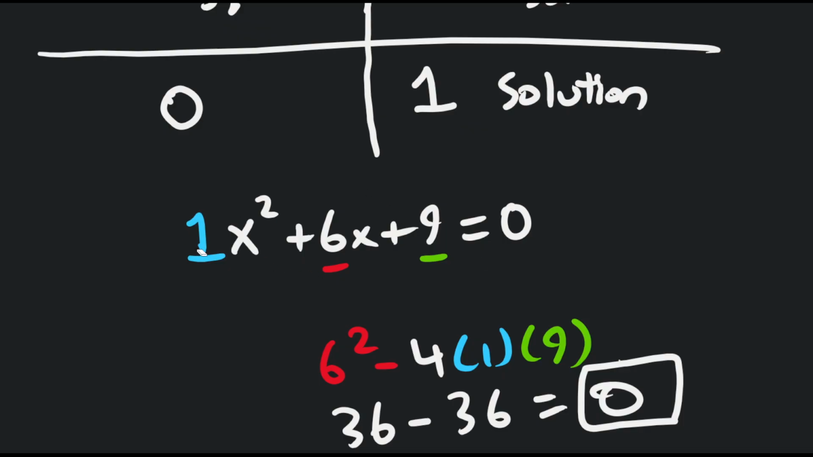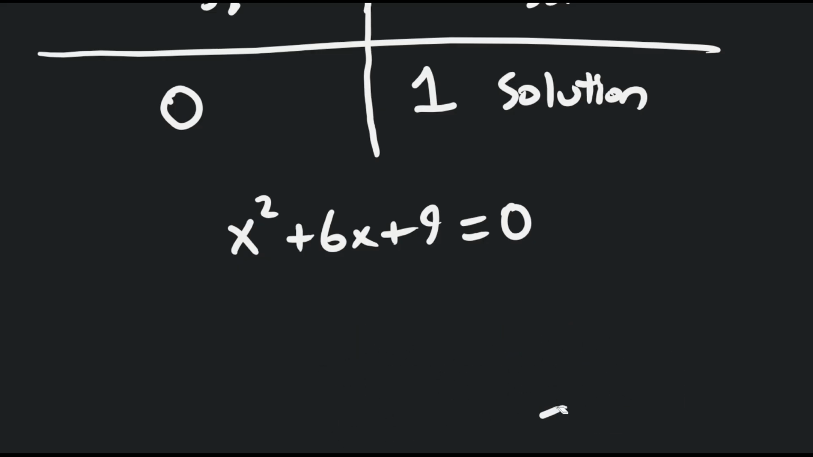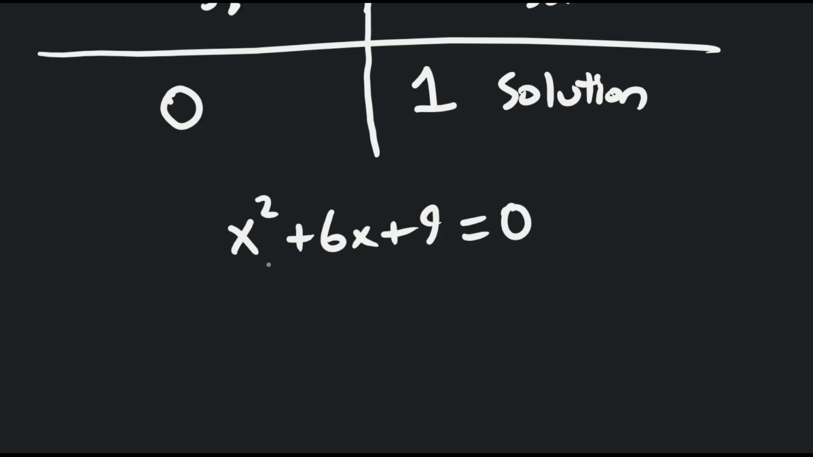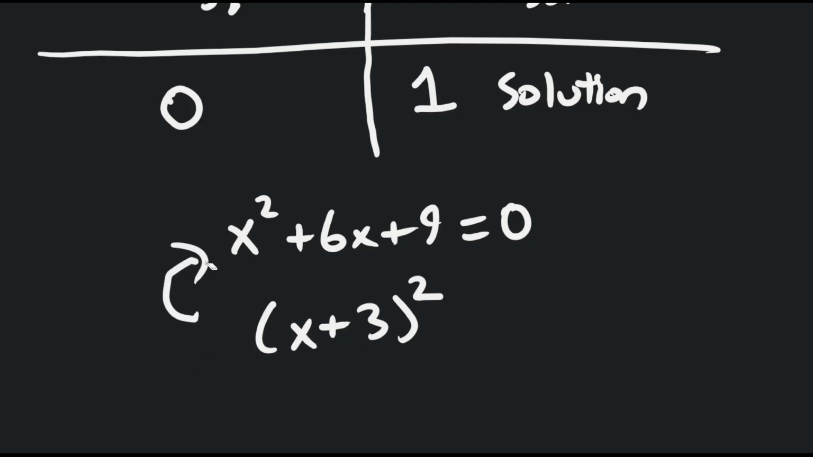And the way I could tell is because if the discriminant is 0, that also means that the quadratic is a perfect square trinomial. It's a perfect square trinomial. And the reason it's a perfect square trinomial is because we can express it as x plus 3 squared. And then if you go ahead and expand this using FOIL, you multiply x plus 3 times x plus 3, you'll get back to x squared plus 6x plus 9.